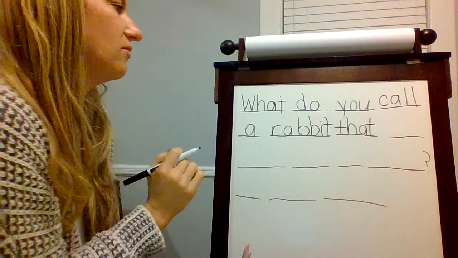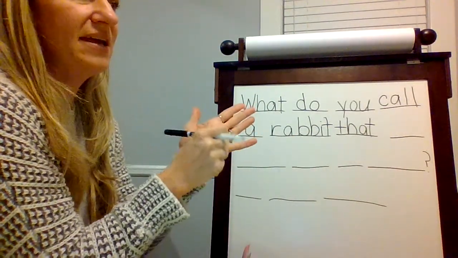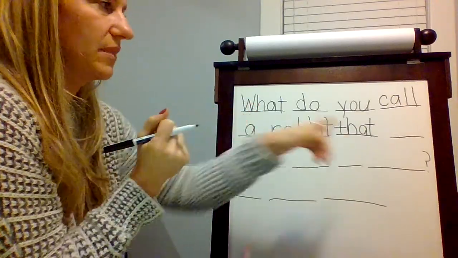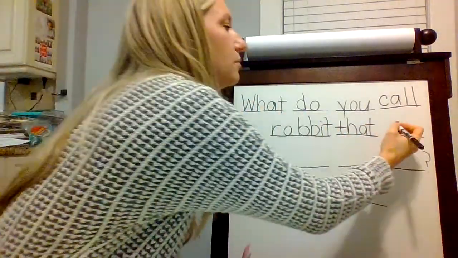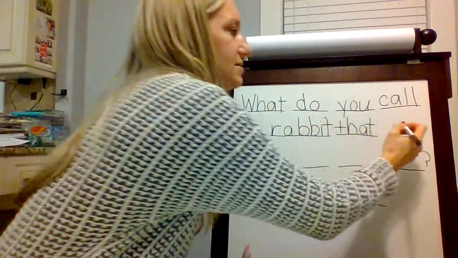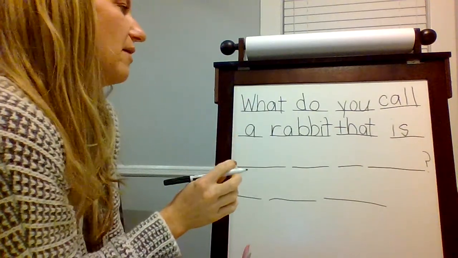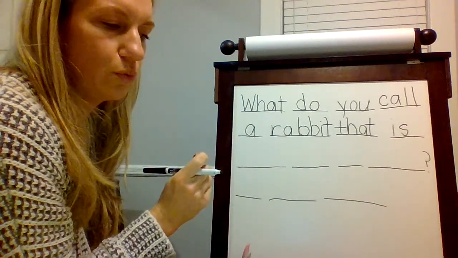What do you call a rabbit that is? Is. Igloo. Sun. What do you call a rabbit that is owned?